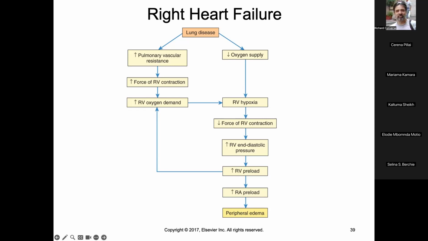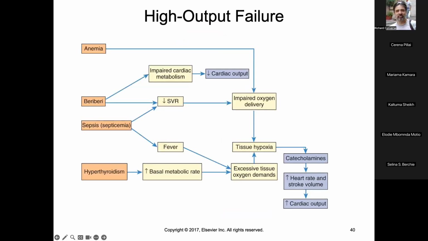Okay. You're going to get right ventricular hypoxia, increased right ventricular oxygen demand, increased force of right ventricular contraction, increased vascular resistance. Okay. And of course, all of this is going to result in decreased oxygen supply, because there's usually an underlying disease in the lungs resulting in scar tissue that is going to impede gas exchange. Okay. High output failure. Okay.